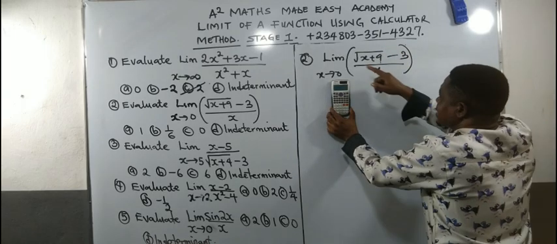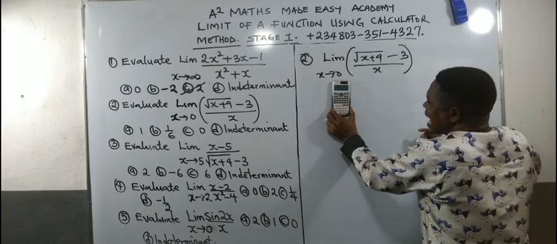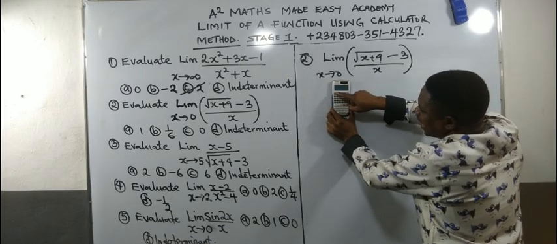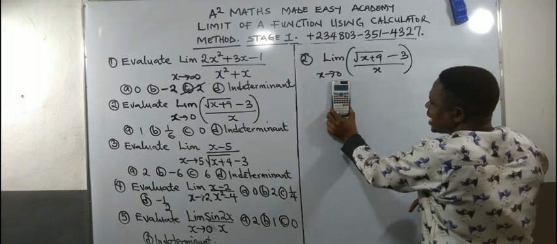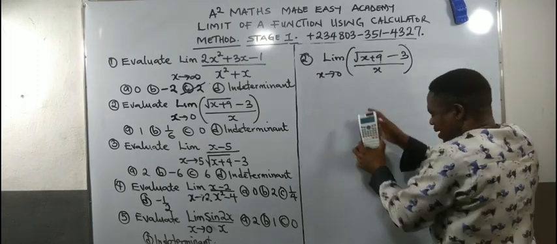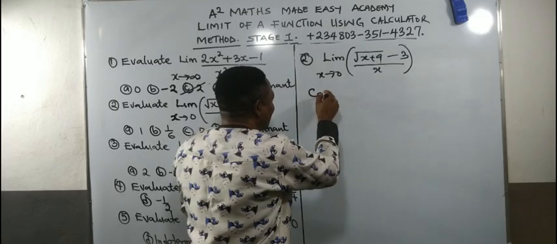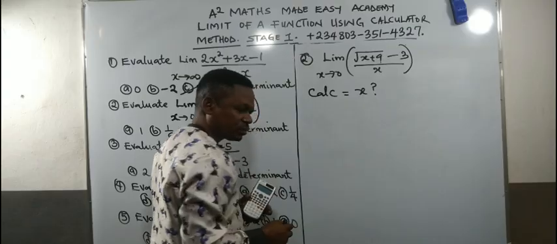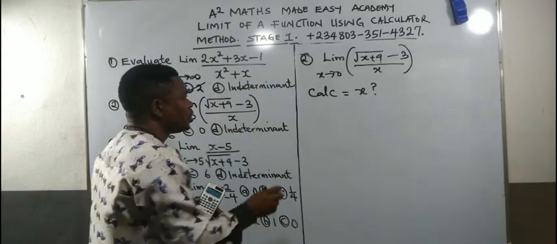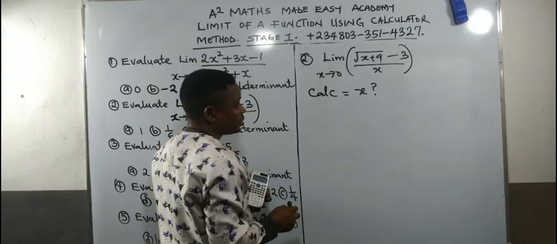Then what is the next? Except the limit. Then what is the next thing? Punch the word CALC. CALC is what? Watch. Look at it below the word shift. So I'll punch CALC. It will give me X question mark. Now I want to say something before we continue. I have punched CALC like this, and it has given me X question mark. Now what do we do? Go to what x tends to. x tends to 0.